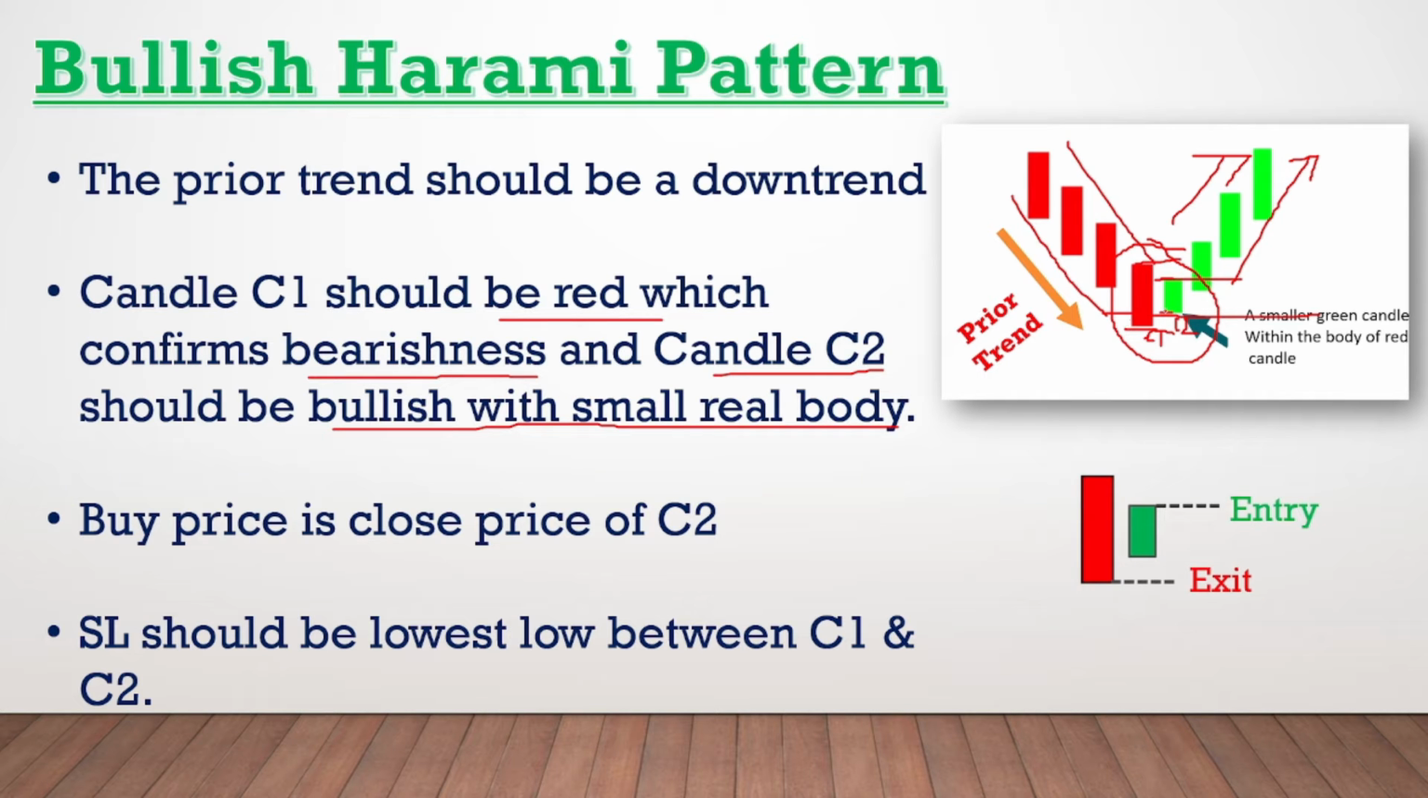Ideally, the real body of candle C2 lies within the real body of C1, but in a chart we have some lower shadows. Even candle C2 might have a lower shadow compared to C1. So the stop loss would be the lowest low between C1 and C2. Taking a position based on a bullish Harami pattern completely depends on the risk appetite of a trader.